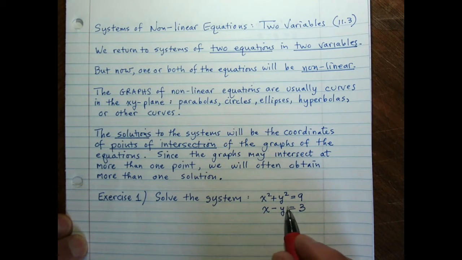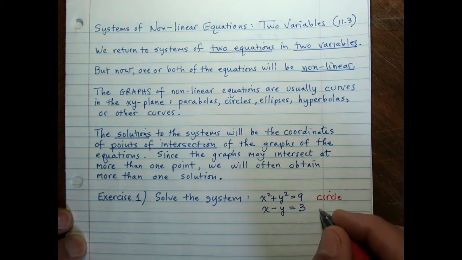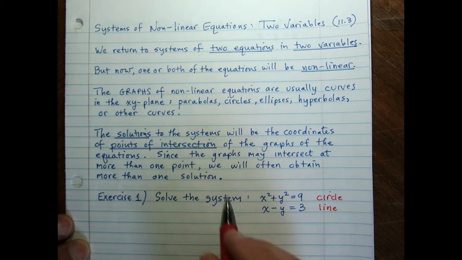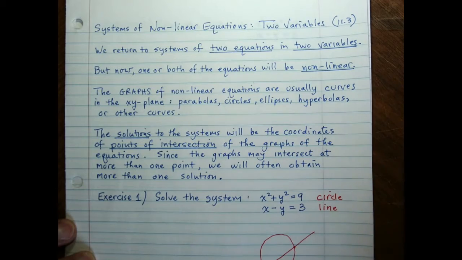Now, we are very familiar with both of these equations. x squared plus y squared equals 9 is the equation of a circle. And x minus y equals 3 is the equation of a line. So one of these equations is linear, one is nonlinear. Even before we start doing any of the algebra, we have an idea in our minds that we have this circle graph, and then we have this line, and we're looking to see where those might intersect. And it's possible that there could be more than one point of intersection.